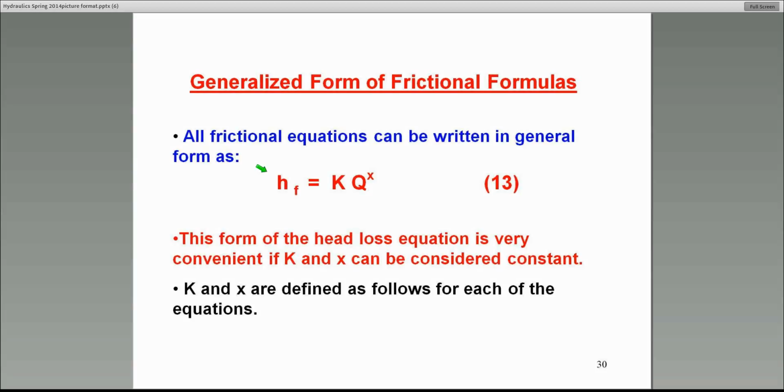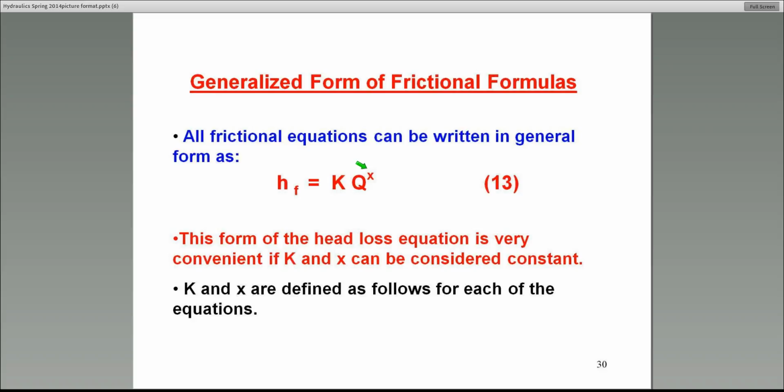The head loss due to friction can be represented by this equation, KQ to the power of x. K is a coefficient. I'll show you how to calculate it in the next few slides, but it's a function of Q, the flow rate, and x is an exponent depending on which method you use to compute the friction loss. I'm going to discuss two methods here. One is the typical one that you're probably already familiar with, called the Darcy-Weisbach equation. For that, x is 2. And then, of course, the one that's most widely used in water systems is called Hazen-Williams. For that, x is 1.85.